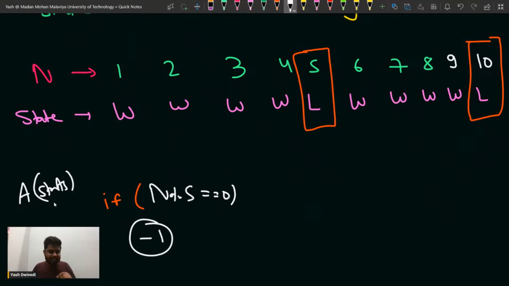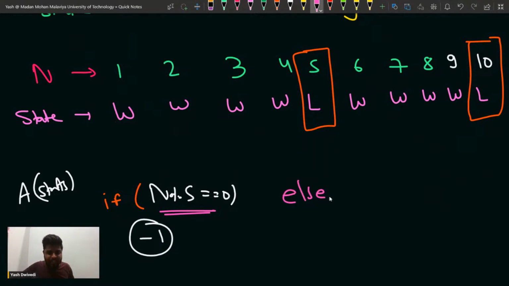Basically, if A is going to start and the n value is a multiple of 5, like 5, 10, or 15, then you can observe that A will lose.